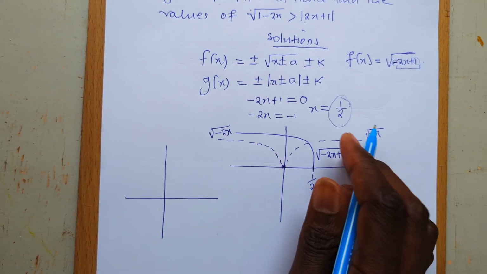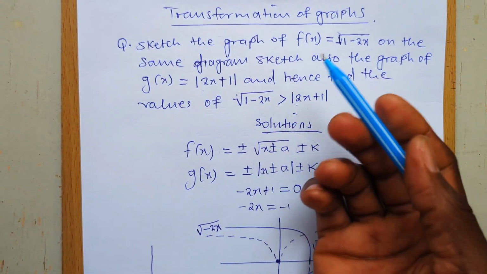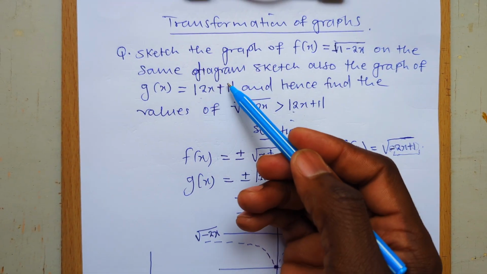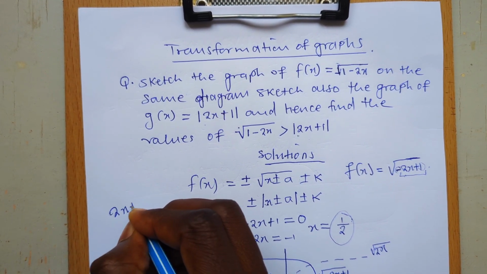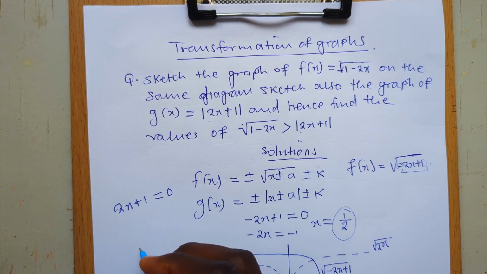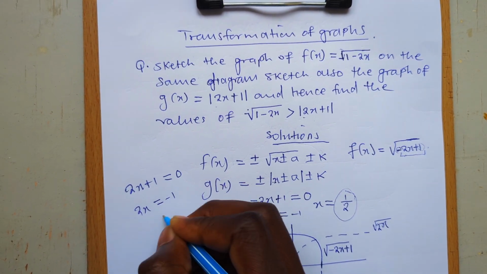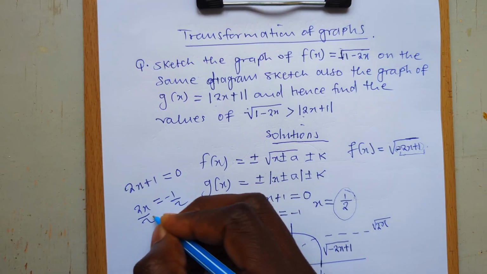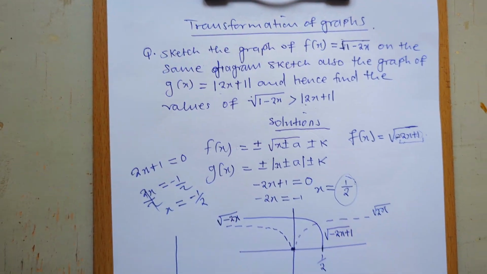Since it has to be an absolute function, which is here, of course, first of all, you need to start by equating what is under the modulus to 0. You say 2x plus 1 equals 0. Then you have 2x equals negative 1, so x equals negative 1 over 2. That x value has to be negative 1 over 2.